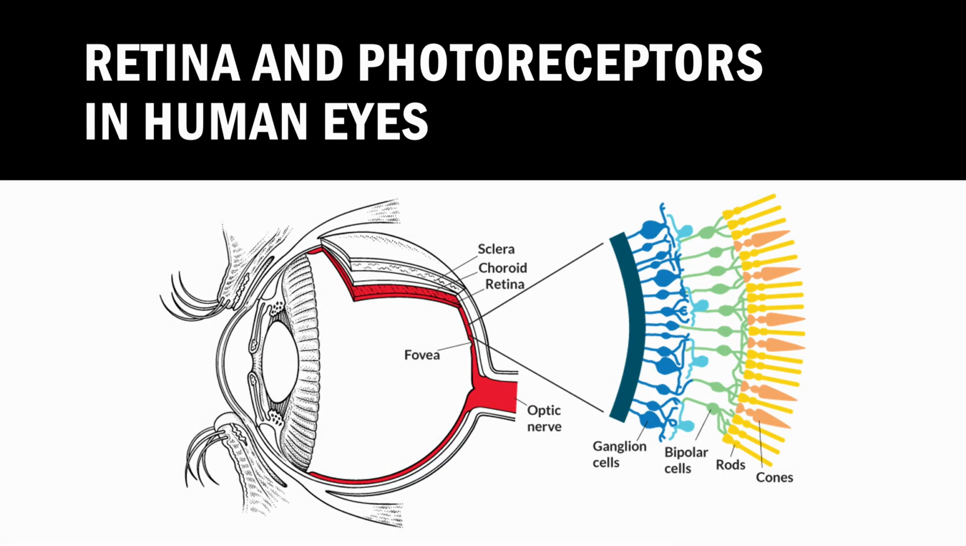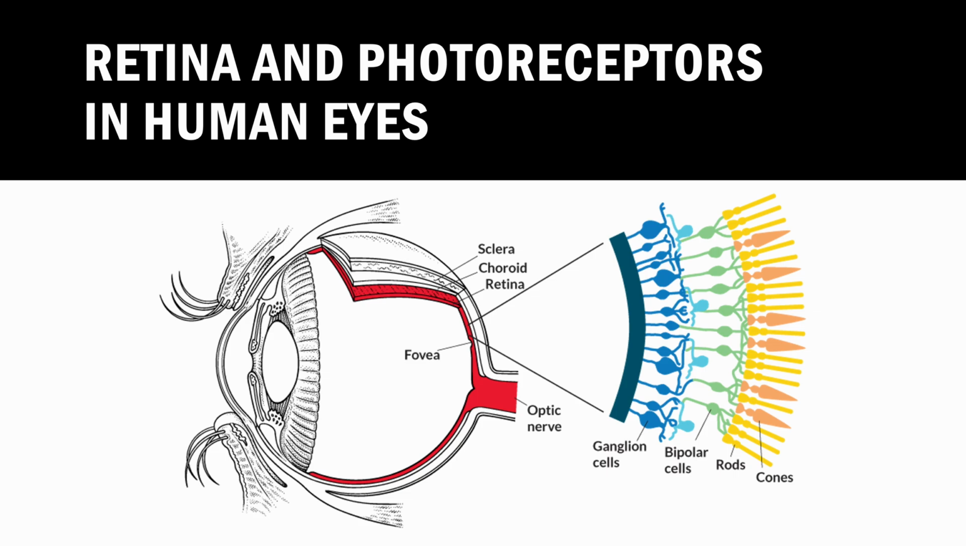This diagram illustrates the anatomy of the human eye, focusing on the retina and its photoreceptor cells. The retina is a light-sensitive layer at the back of the eye. It contains two main types of photoreceptors: rods and cones. Rod cells are highly sensitive to light intensity and function mainly under low-light conditions. They allow us to perceive shapes and brightness, but they do not play a role in color vision. Cone cells, on the other hand, are responsible for color vision and function best under bright light.